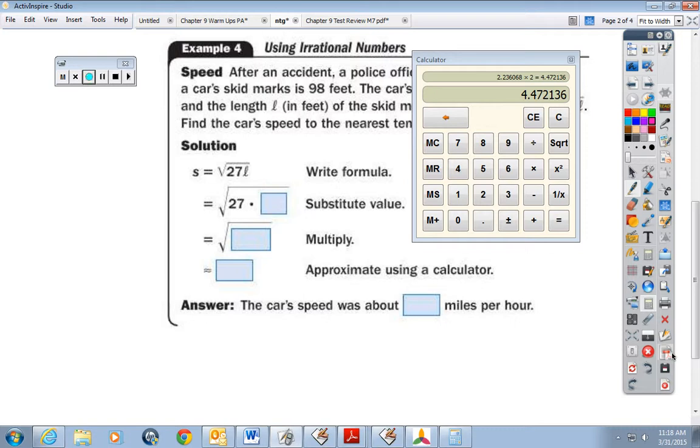After any kind of accident, they will take a tape measure. Have you guys seen skid marks on the road? When people hit their brakes really fast, it leaves a black line on the road from their skid marks. So they take a tape measure and they measure those. And they can use this formula to figure out how fast the car was going, right? Why would it matter how fast the car was going? If they were speeding, right?